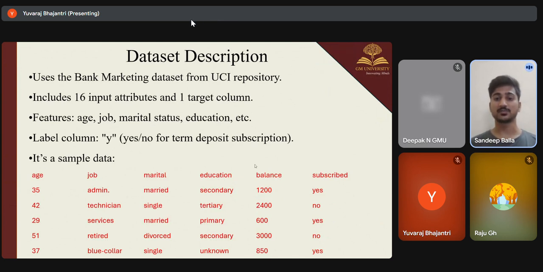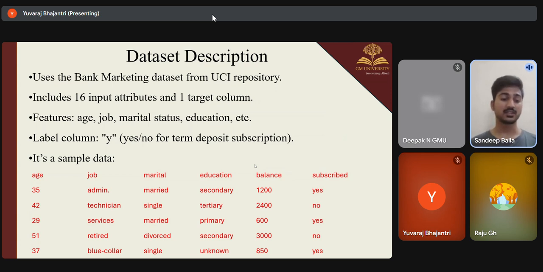Dataset description. We use the bank marketing dataset from the UCI repository. Data is from a popular public dataset source, including 16 input attributes and one target column. Features: age, job, marital status, education, etc. Label column is yes or no for the term deposit subscription. Here is sample data, for example: age, job, marital status, education, balance, subscribed.